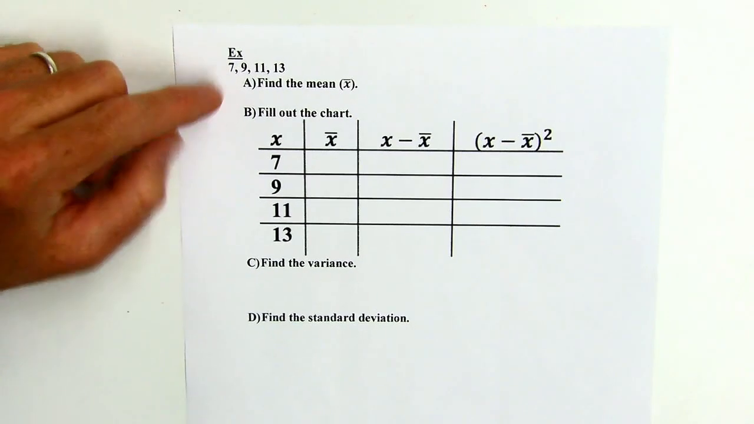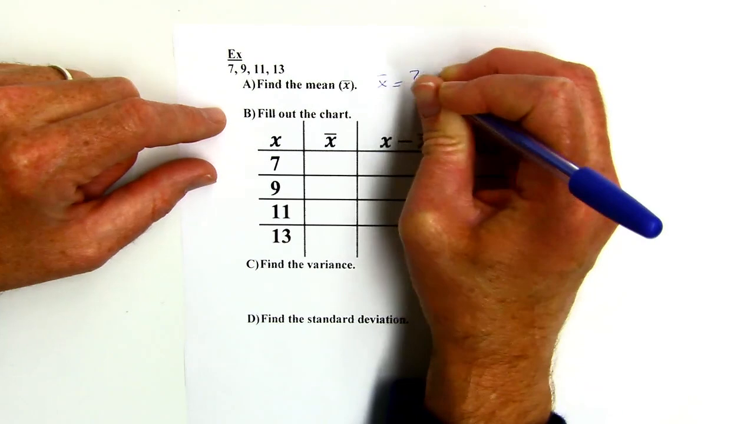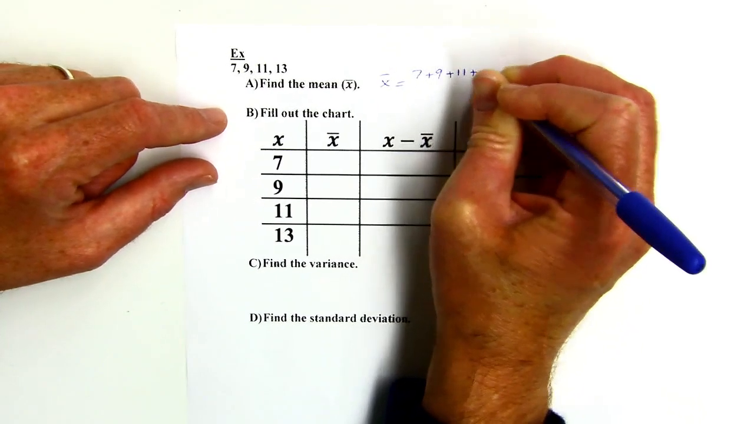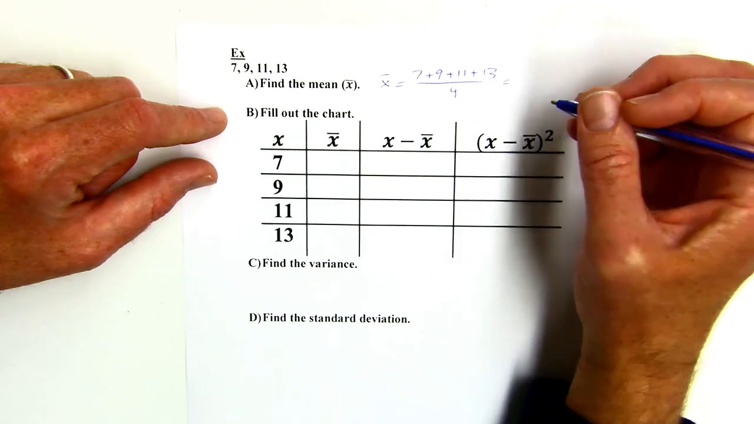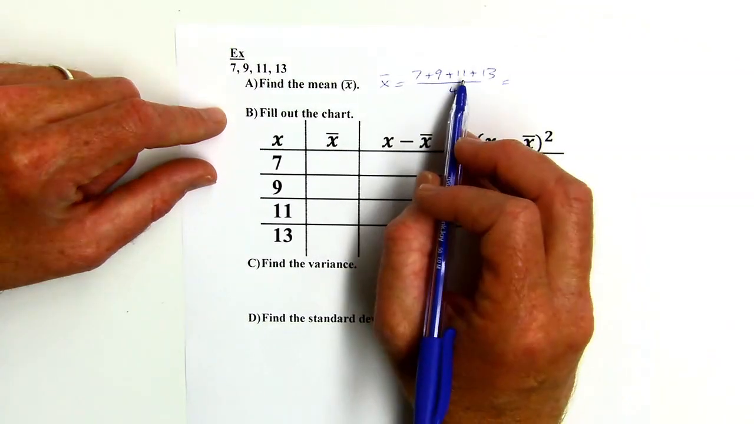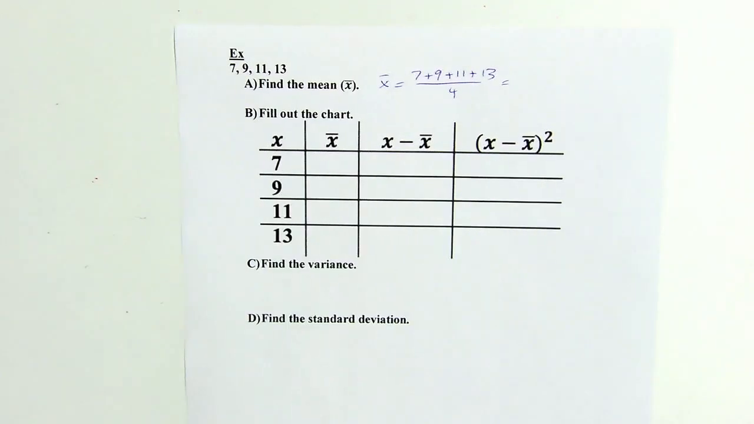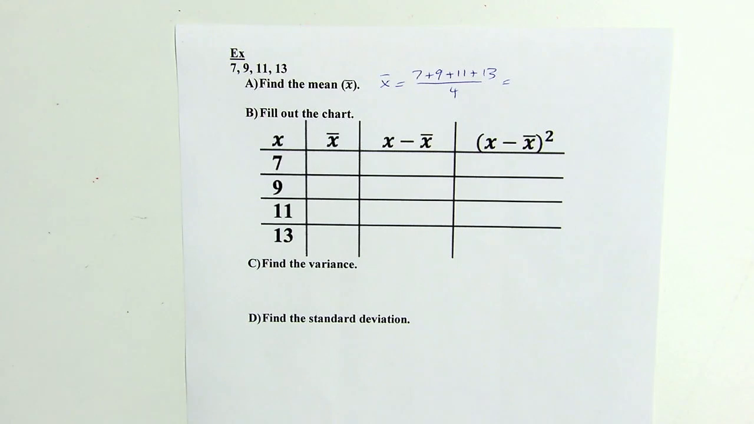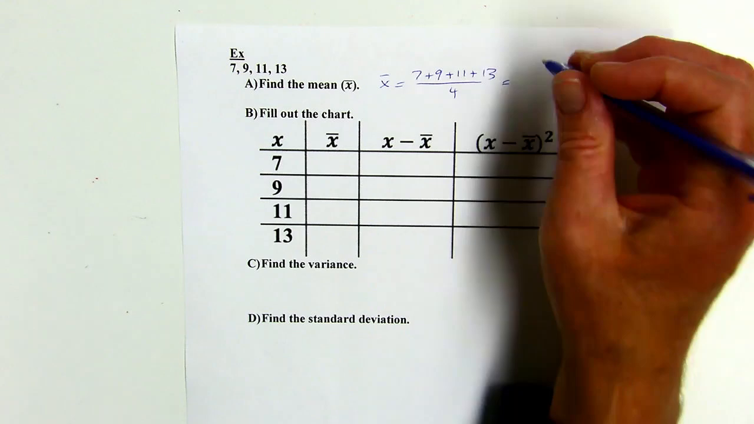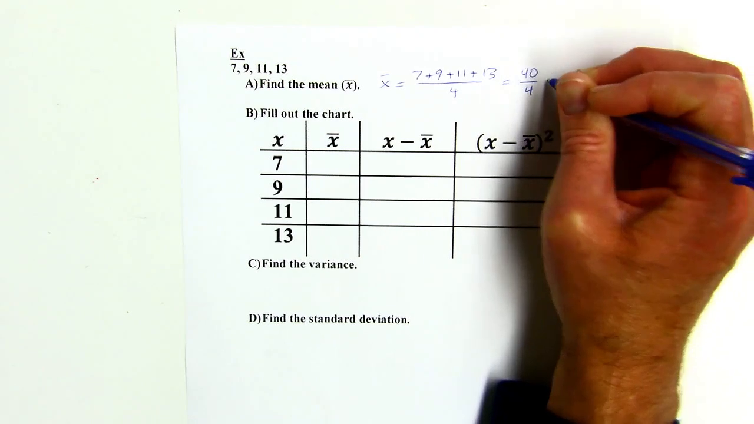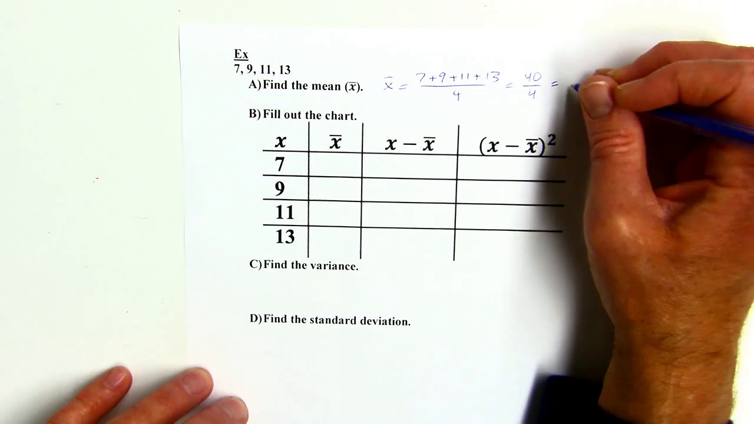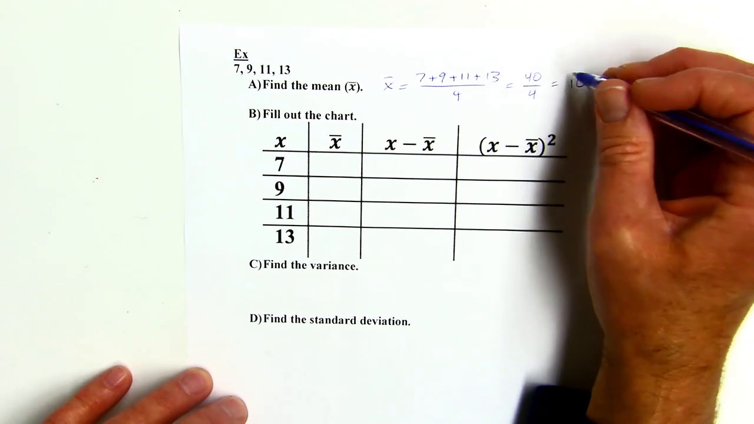So I've got these new numbers. I'm going to start by finding the mean. So I'll add together these 4 and then divide by 4. That's going to give me, let's see, I've got 16 plus 11 would be 27. I just want to double check my math. Plus 13, that's going to give me 40 over, and there's 4 of them here. So that means 10 is the mean. Okay.